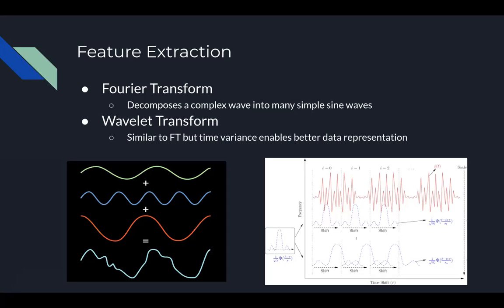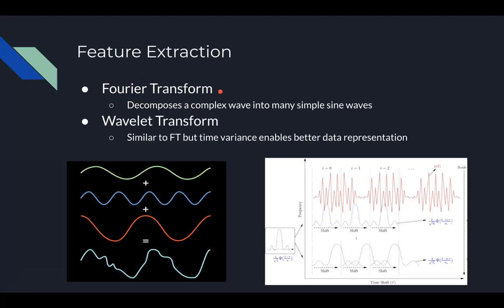But nowadays with neural networks, we don't really have to do much of this feature extraction. But it's still important to know about it, because it can come in handy sometimes, even when you're just doing data cleaning or something like that. So one way to extract features is a Fourier transform.